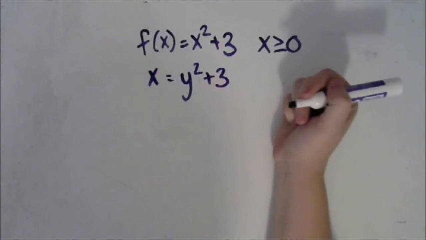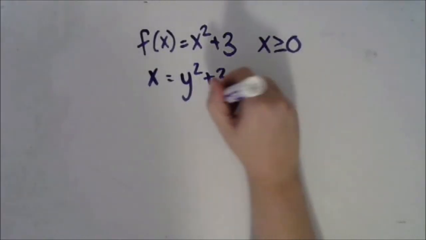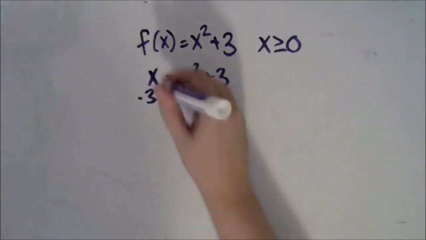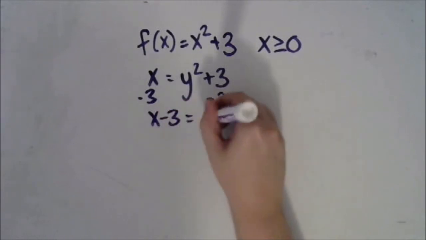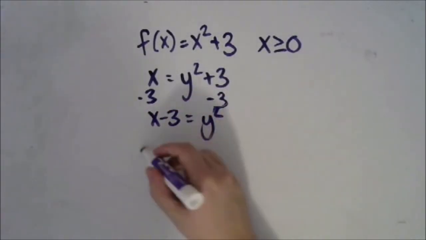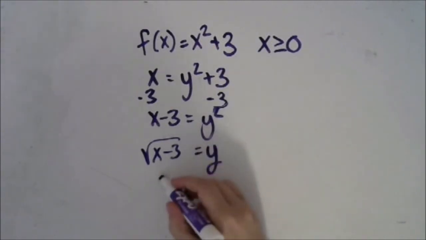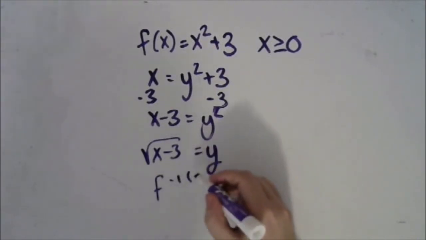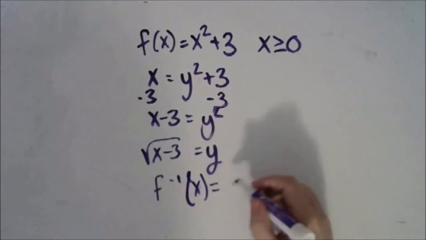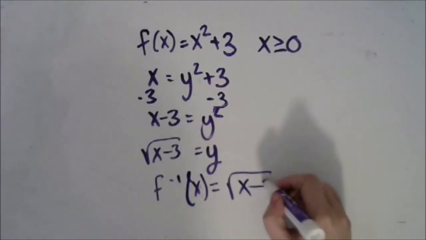And this equation can be solved in 2 steps. Step 1, subtract 3. And step 2, square root both sides. The inverse function is f inverse of x equals the square root of x minus 3.